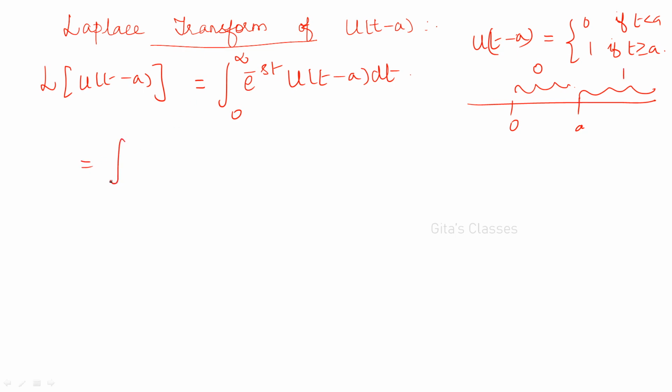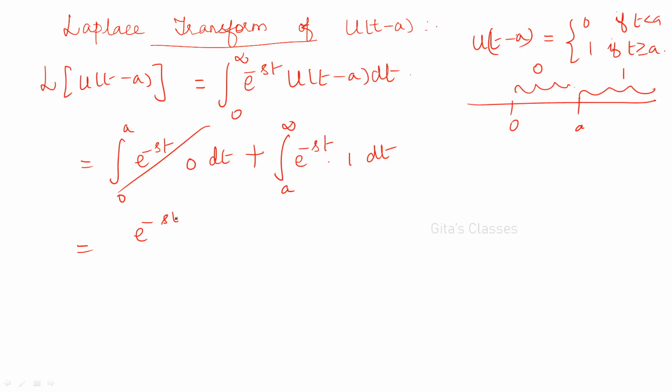So we are going to divide this integral into the integral from 0 to a of e power minus st dt, where u of t minus a is 0, plus the integral from a to infinity of e power minus st into u of t minus a, which is 1, dt. So the first will be 0. Only the second integral remains; now integrate with respect to t. So e power minus st by minus s, from a to infinity.